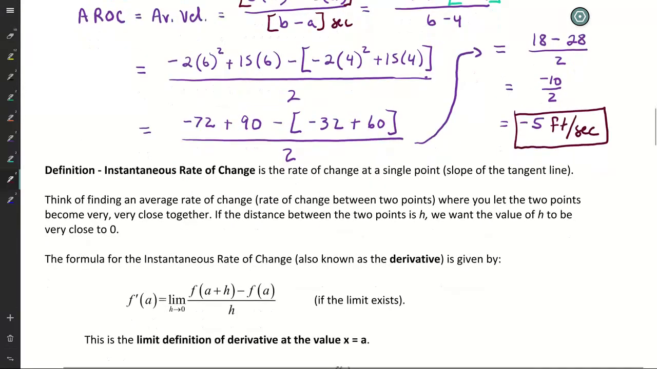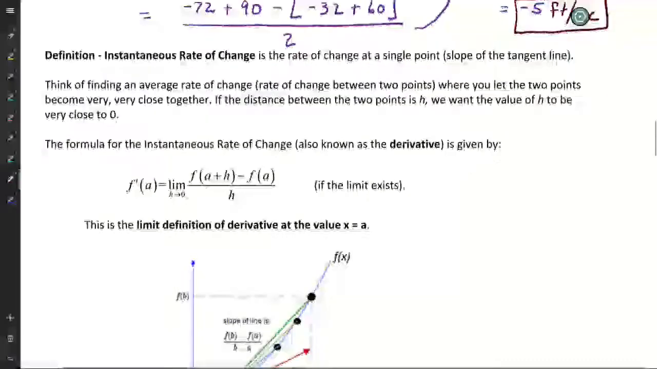All right, so what we've looked at so far is average rate of change, which we know to be the slope of the secant line. Secant means that you went through 2 distinct points. All right, now we have a definition.